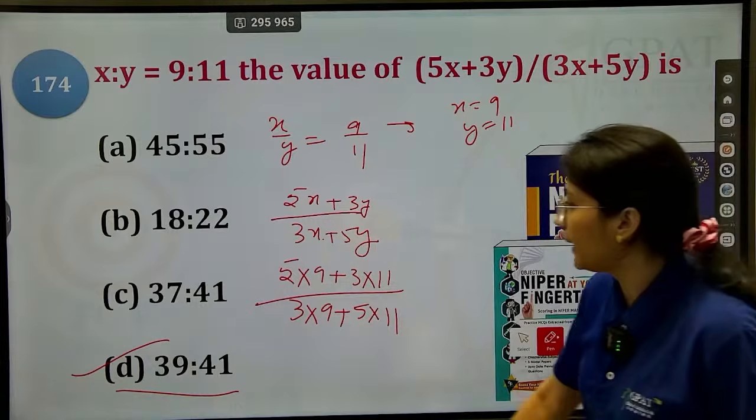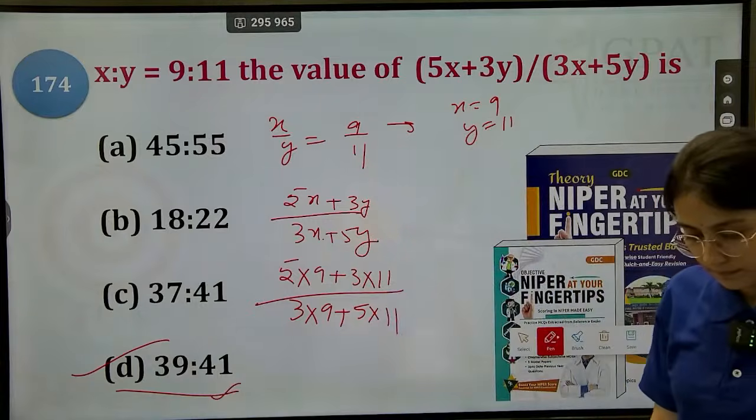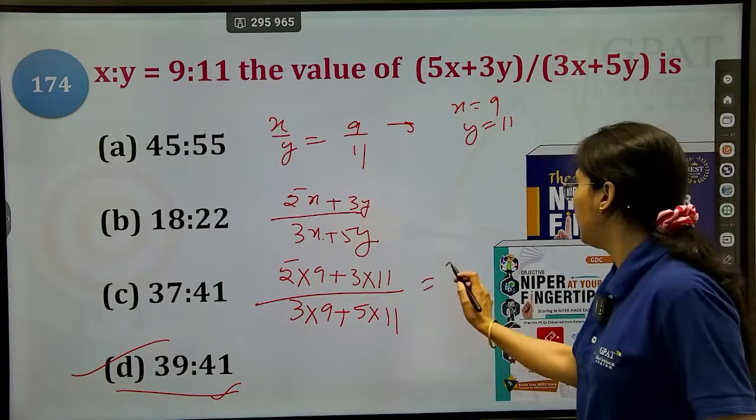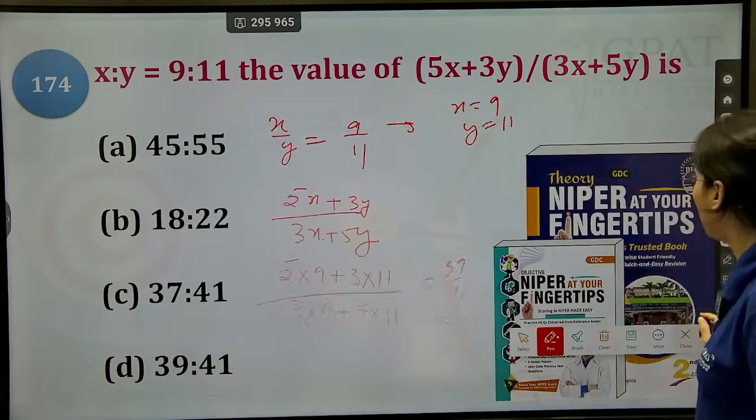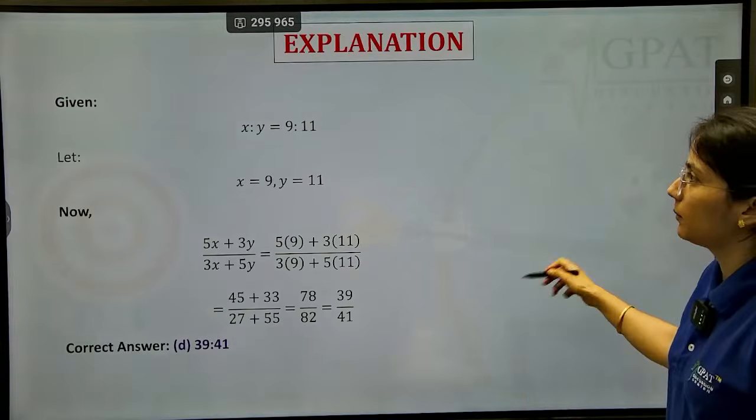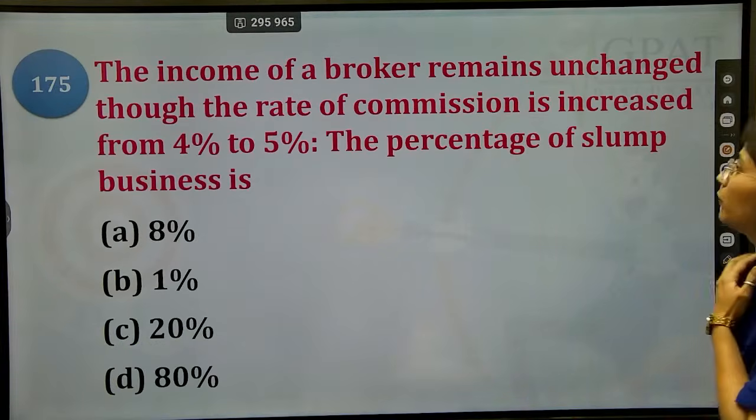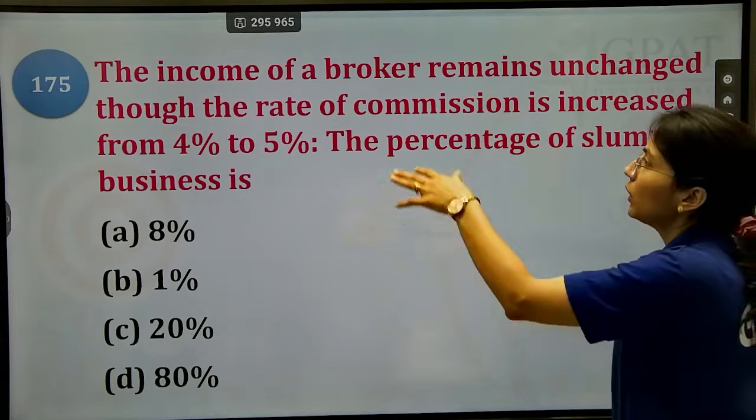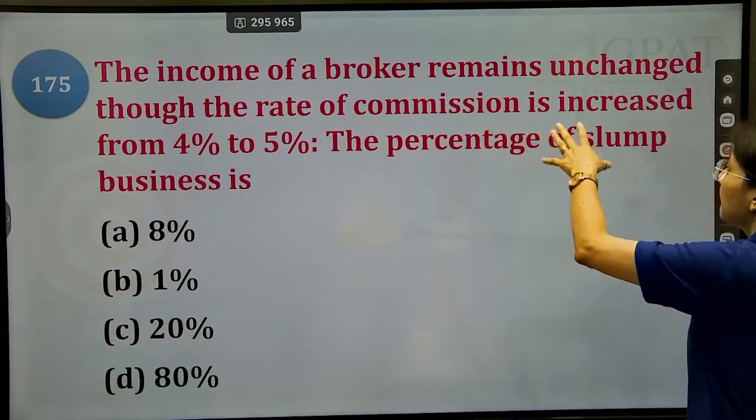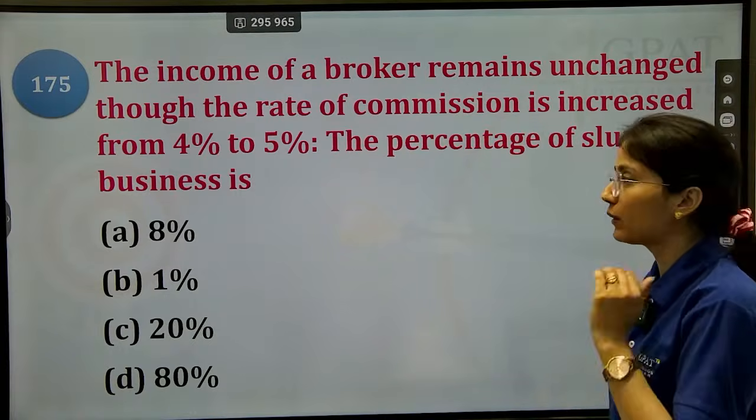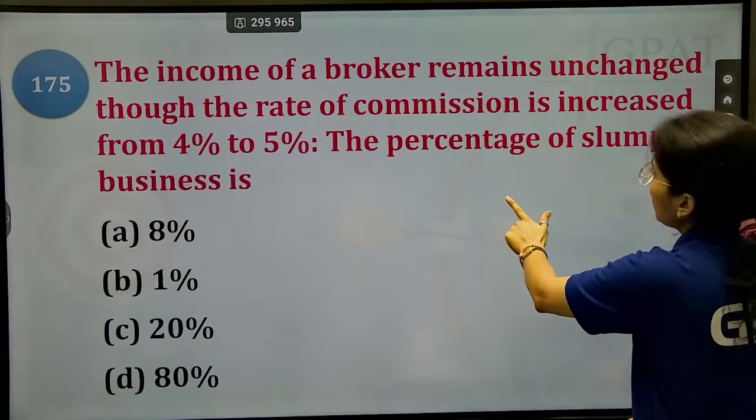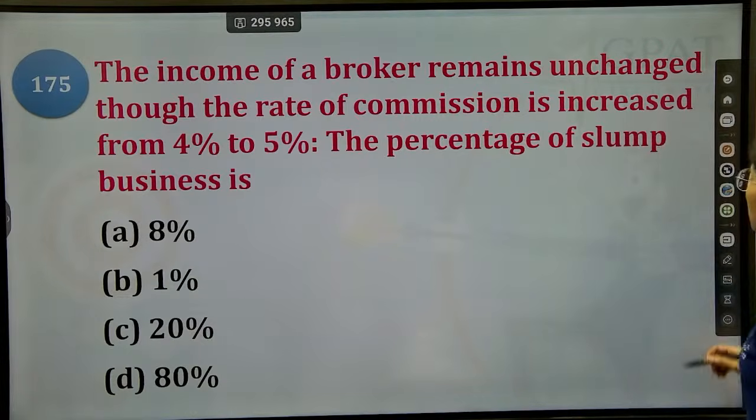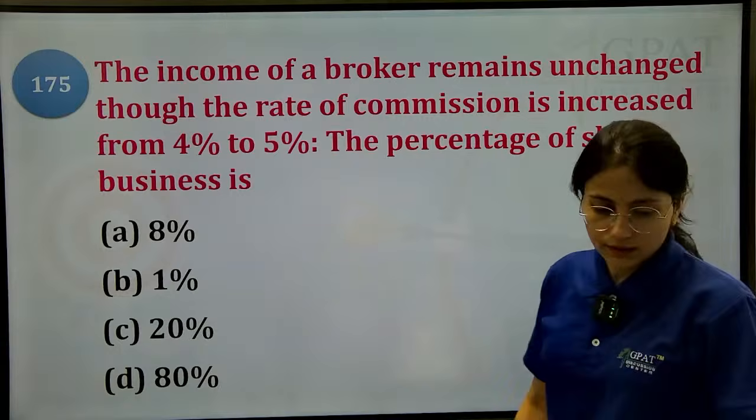That is 39:41, you will get 39 by 41. Now move to the next question, that is question number 175. The income of a broker remains unchanged though the rate of commission is increased from 4% to 5%. The percentage of slump business is what?